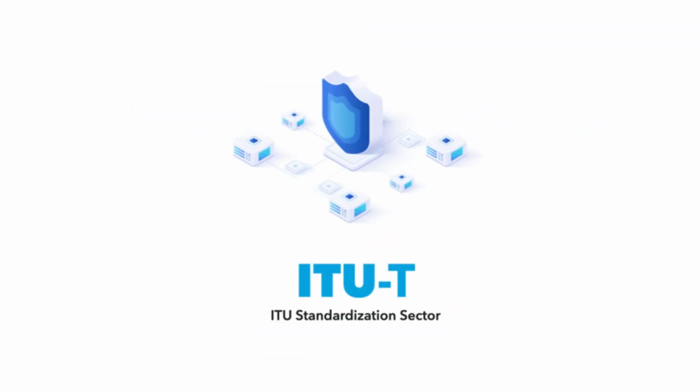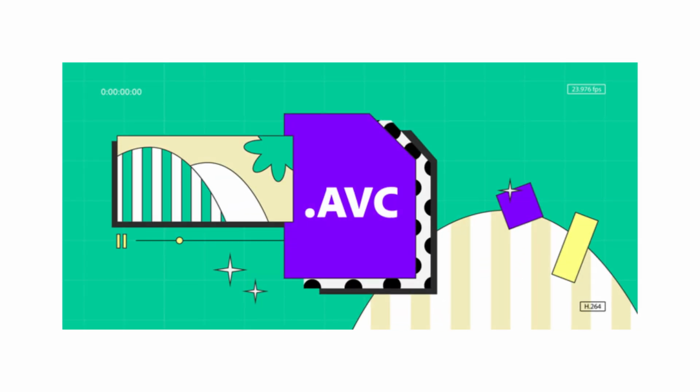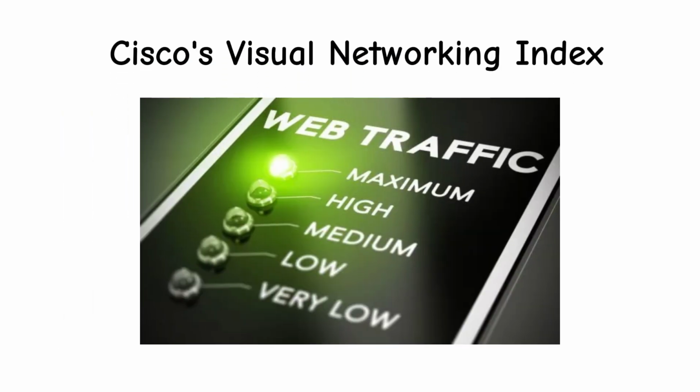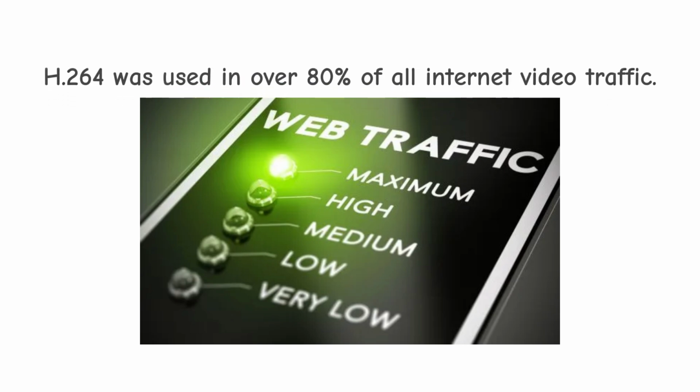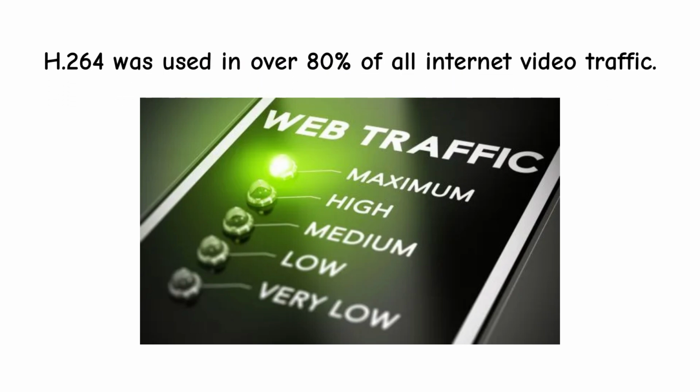Welcome to Codecs. H.264, also called AVC, Advanced Video Coding, was finalized in 2003 by the ITU-T and MPEG standards bodies. And it is, without question, the most widely deployed video codec in human history. According to Cisco's Visual Networking Index, at its peak, H.264 was used in over 80% of all internet video traffic.